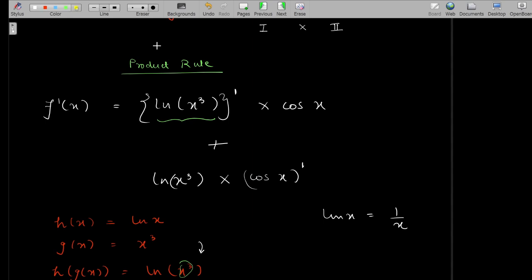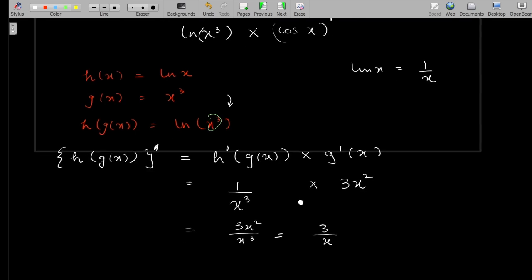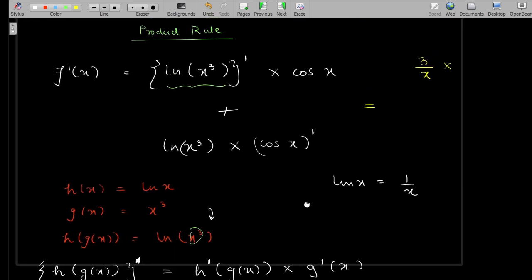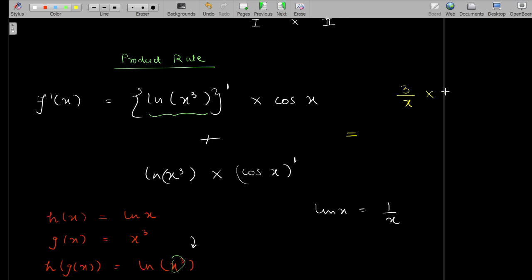So now you can find out this answer. So the derivative of ln x cube we got 3 over x times cosine x, right? So that's just the first half. So now I need to do 3 over x times cosine x, times negative sine x, plus ln x cube, just write it as it is. And the derivative of cosine x is negative sine x.